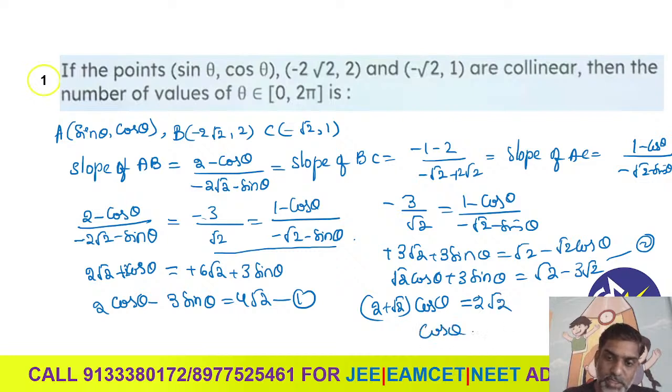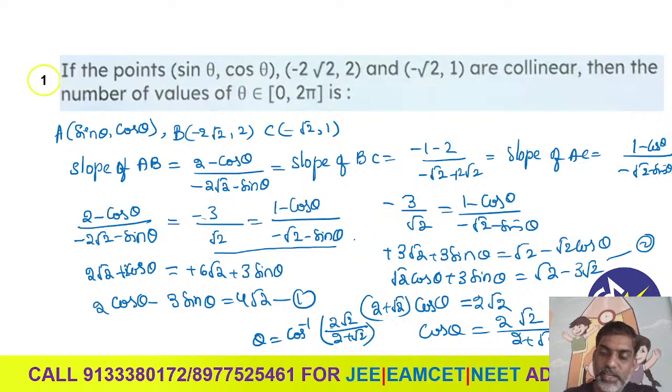And then cos theta is equal to 2 times the square root of 2 divided by 2 plus square root of 2. Okay, now 2 plus square root of 2, simplify and check what value this is. 2 root 2 divided by 2 plus root 2 we have got, and what angle of cos is it? So theta is equal to cos inverse of 2 times the square root of 2 divided by 2 plus the square root of 2.